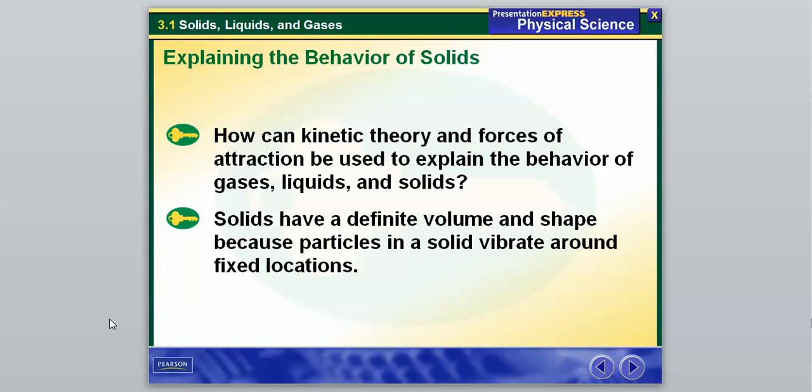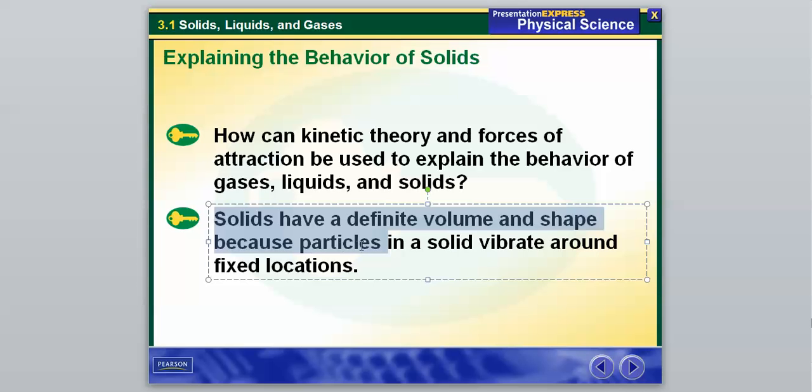And so now, to wrap this up, we're going to take a look at how this applies to solids. Solids have a definite volume and shape because particles in a solid vibrate around fixed locations. So when we think of a solid, we think that there's no movement whatsoever. The particles are stuck in one spot. However, that's not necessarily the case.